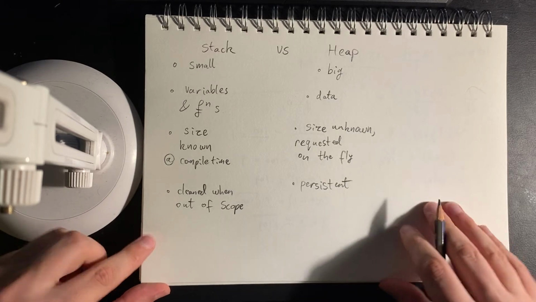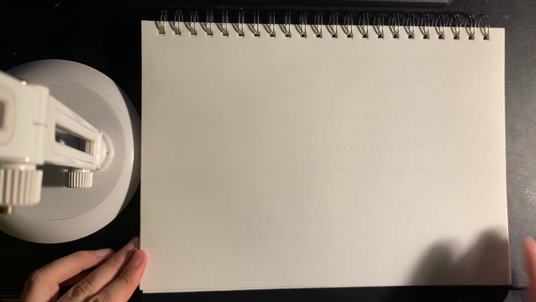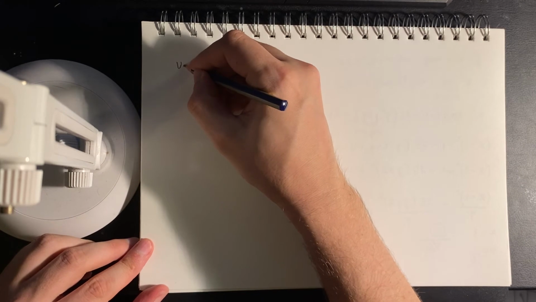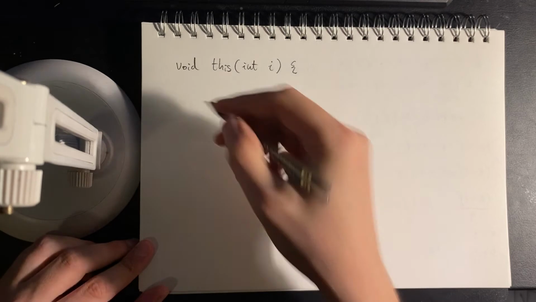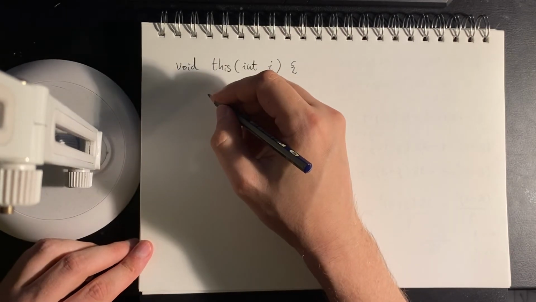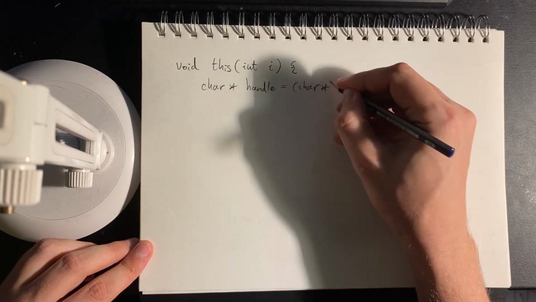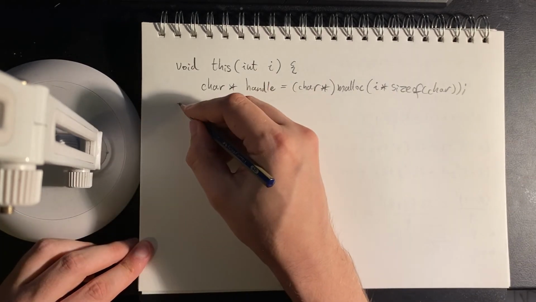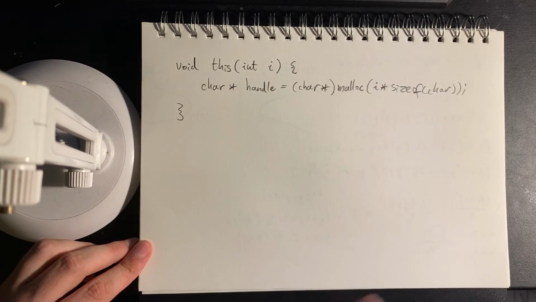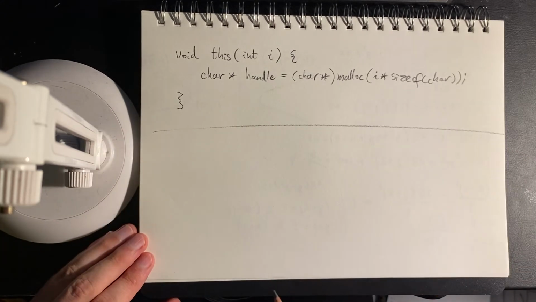So here's an example in C++ of allocating on the heap. Let's have some function. And we'll allocate a number of bytes, so an array of bytes. And then we just return. Okay, so let's have a look at the memory when this is performed.